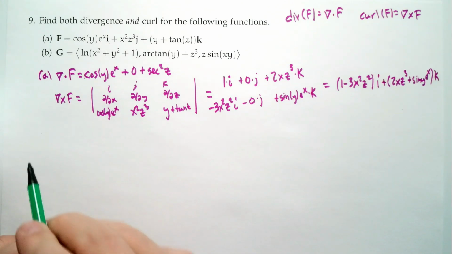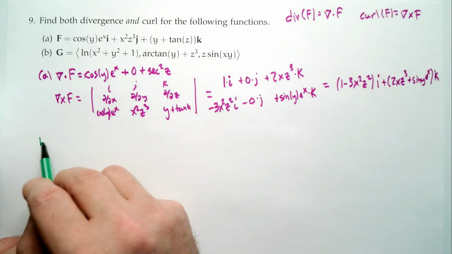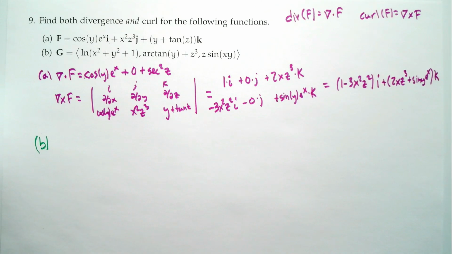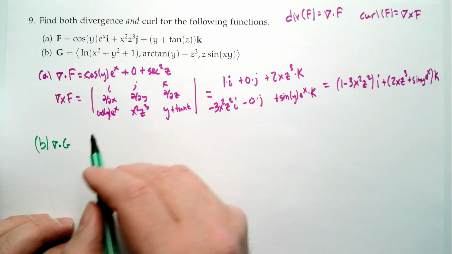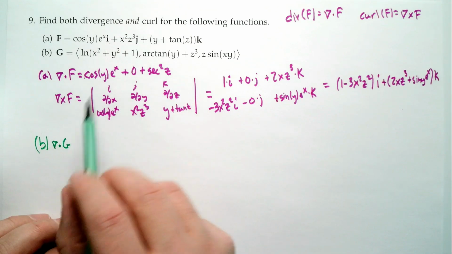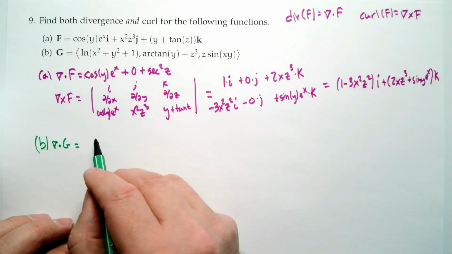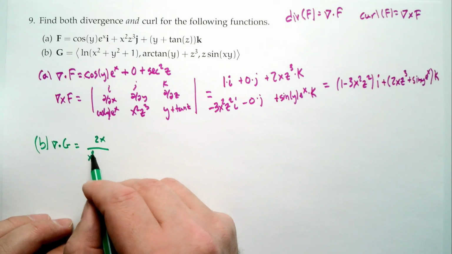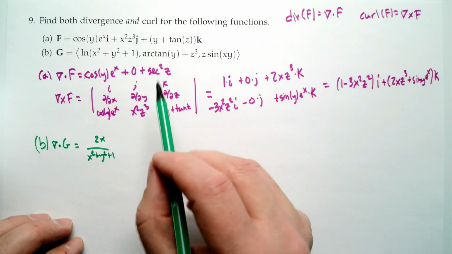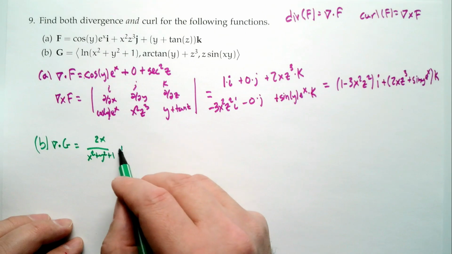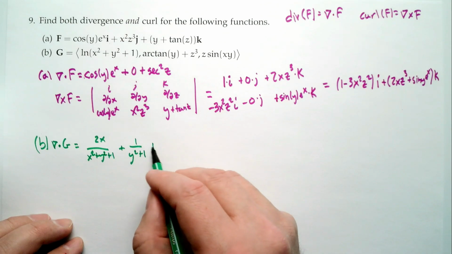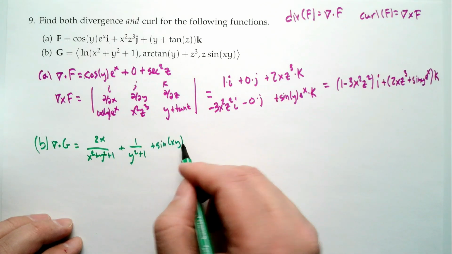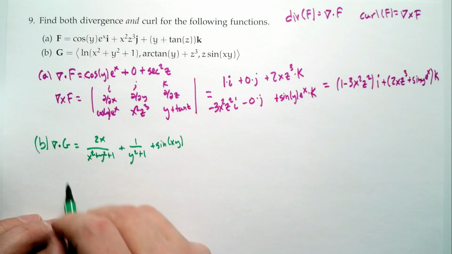And let's do part B. We're going to have to pick up the pace at this back 5. Well, don't worry. The back 5 go quick. They're very fast. So for part B, again, del dot g, take the derivative with respect to x in the first entry. That would give us 2x over x squared plus y squared plus 1. Derivative with respect to y in the second entry is 1 over y squared plus 1. Derivative with respect to z in the third entry is sine of xy. And there's your divergence.